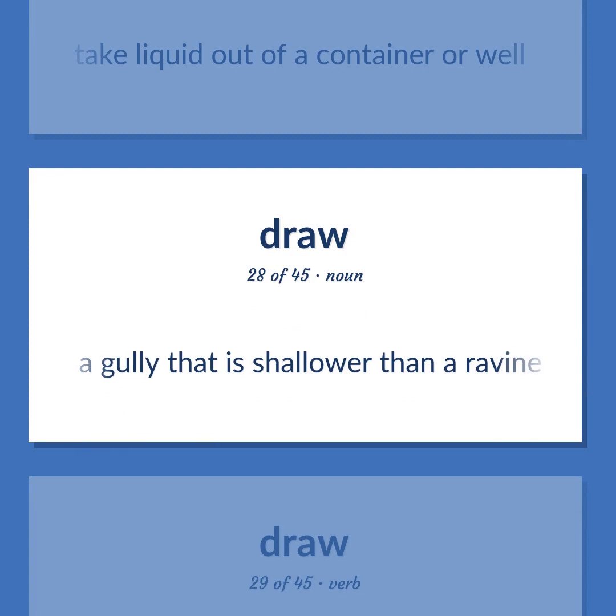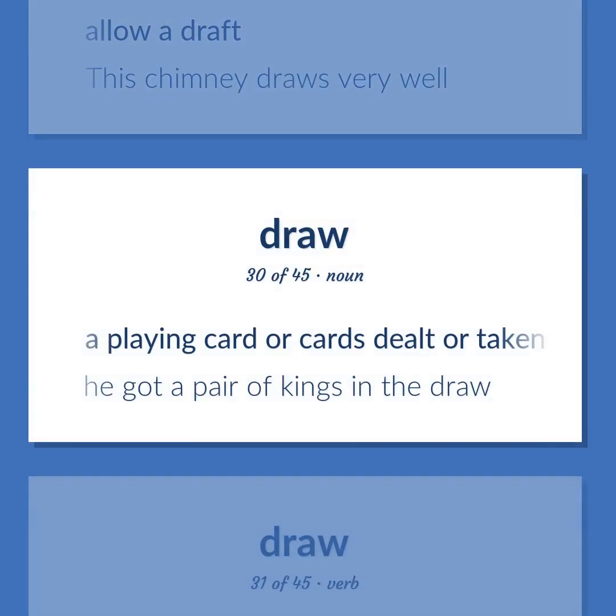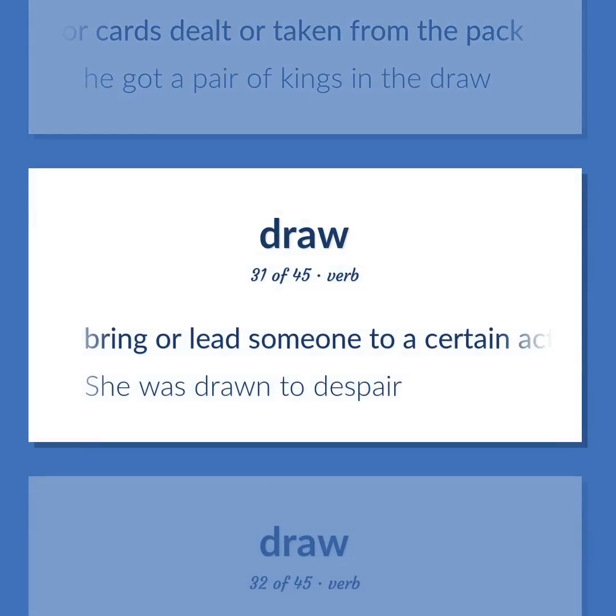A gully that is shallower than a ravine. Allow a draft. This chimney draws very well. A playing card or cards dealt or taken from the pack. He got a pair of kings in the draw. Bring or lead someone to a certain action or condition. She was drawn to despair.